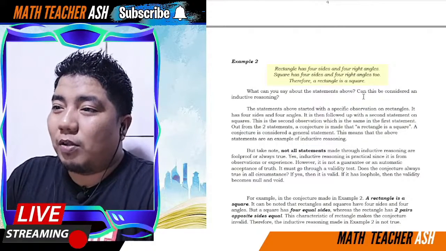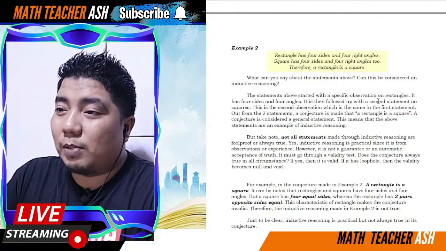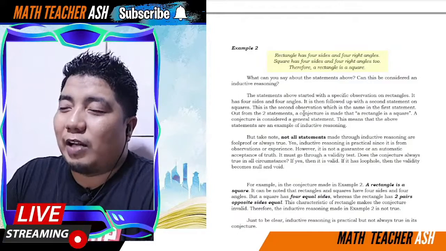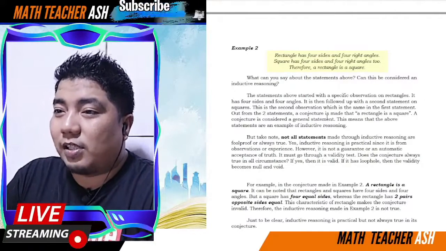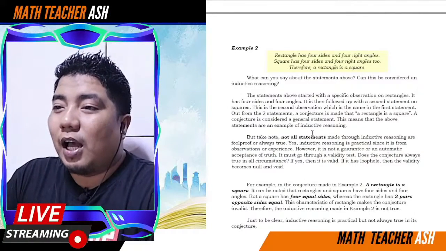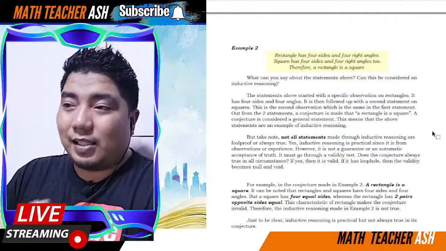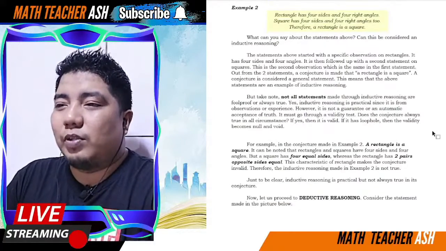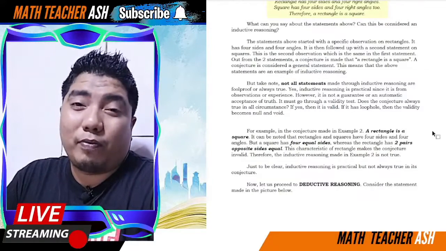So, what can you say about the statement above? Can this be considered as inductive reasoning? This statement above started with a specific observation on rectangles. It has 4 sides and 4 angles. It is then followed up with a second statement on squares. This is a second observation which is the same as the first statement. Out of the two statements, a conjecture is made that a rectangle is a square. That statement is an example of inductive reasoning. Alright, but take note, not all statements made through inductive reasoning are foolproof or always true.